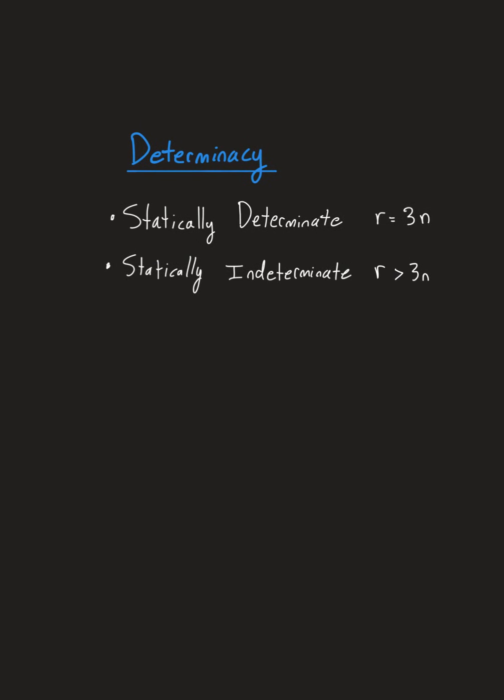When you're looking at a structure, there's two possibilities. It can either be statically determinate, which means that we have enough equations from statics to be able to solve the problem, or it can be statically indeterminate, which means we don't have enough equations. So what are those equations? Well, if you remember, we have sum of horizontal forces equals 0, sum of vertical forces equals 0, and sum of moments about a point equals 0.